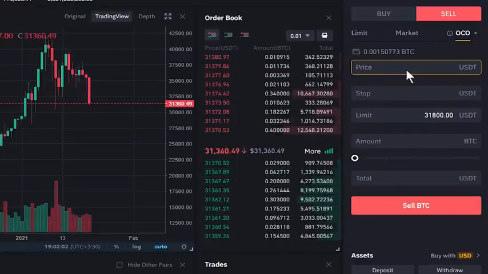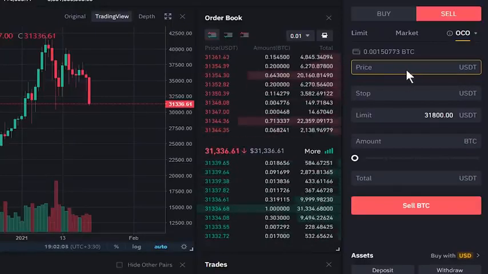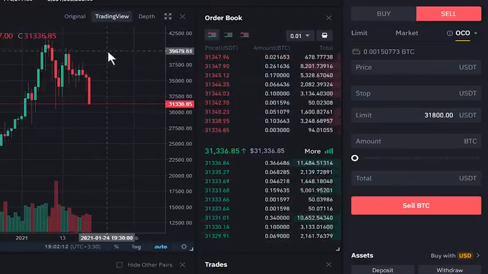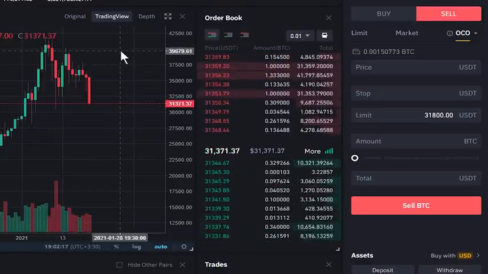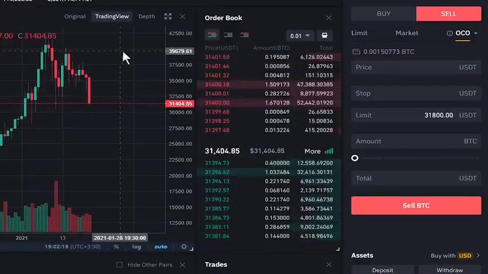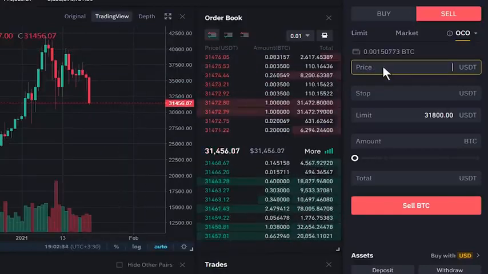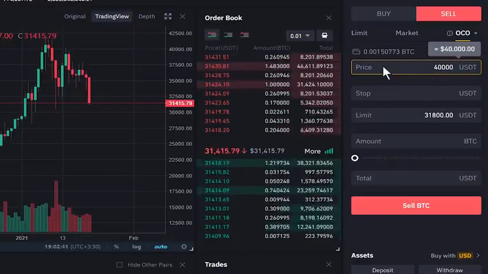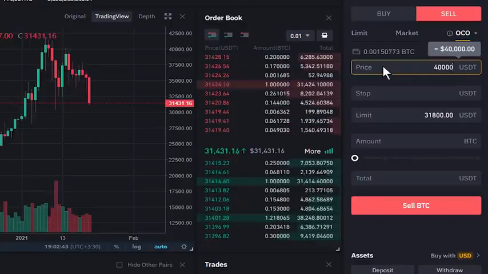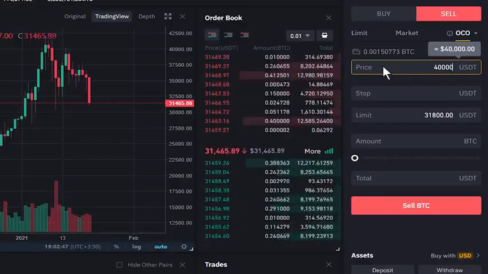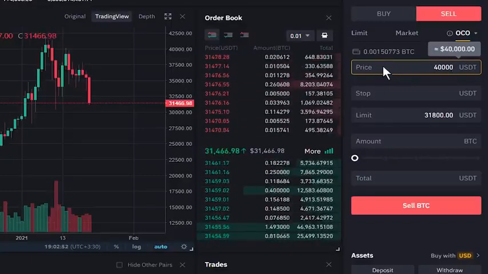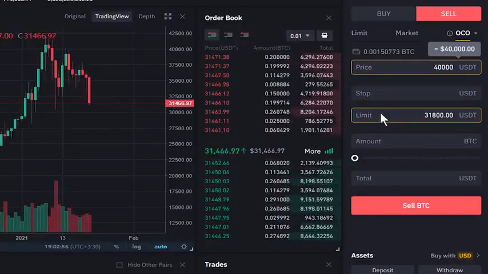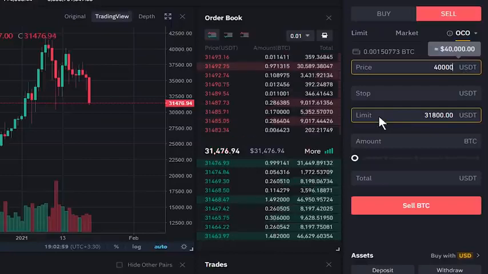Actually, by the help of this order, you can set take profit order. For example, consider we got a strong resistance level at 40,000 and we want to sell our Bitcoin at that level. So here we set the limit price on 40,000. So when the price reaches 40,000, this order will be triggered and your Bitcoin will be sold at 40,000 or a better price. And here in this part, you set stop limit order, which actually by the help of this order, you can set stop loss order.